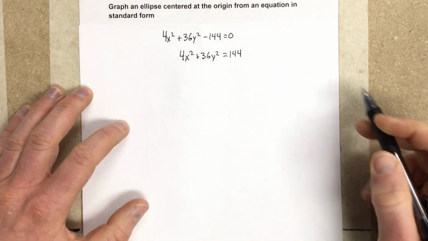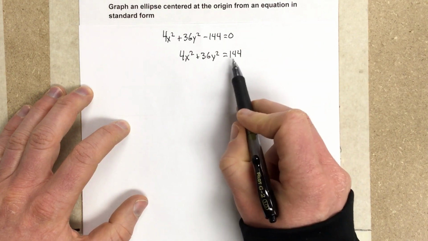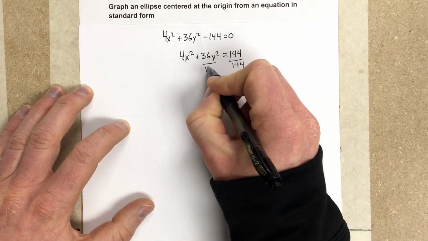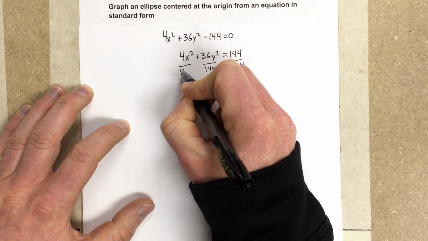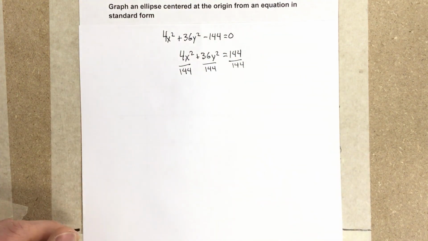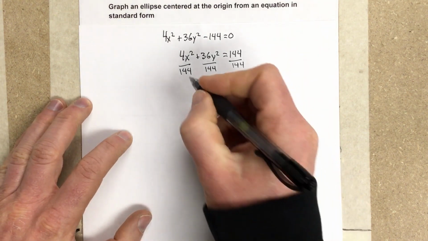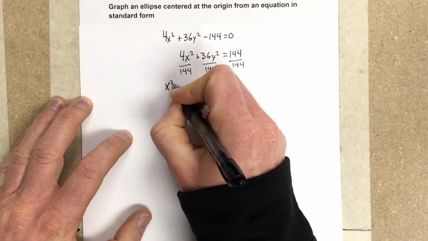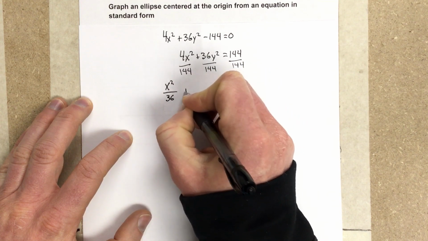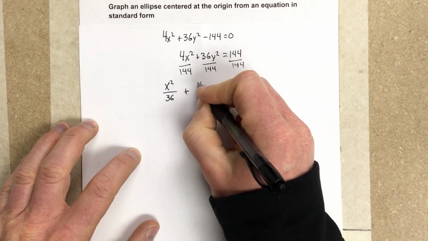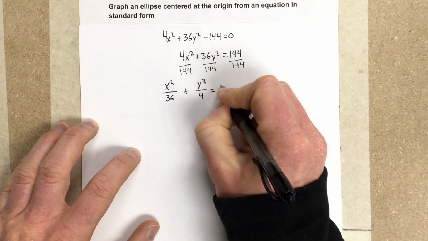And then we always know that an ellipse is going to equal 1 here. So we want to divide by 144 to get this equal to 1. So we're going to divide each piece by 144. Now, 4 over 144 reduces to 1 over 36. So I get x squared over 36 plus, if I reduce 36 over 144, I get y squared over 4 is equal to 1.